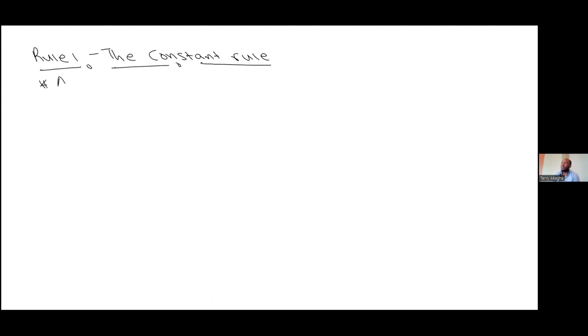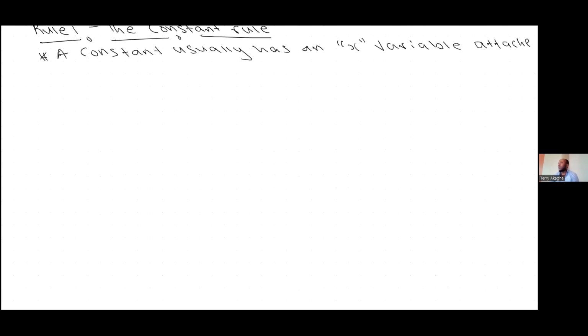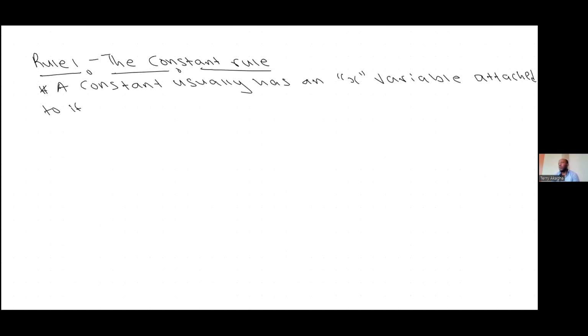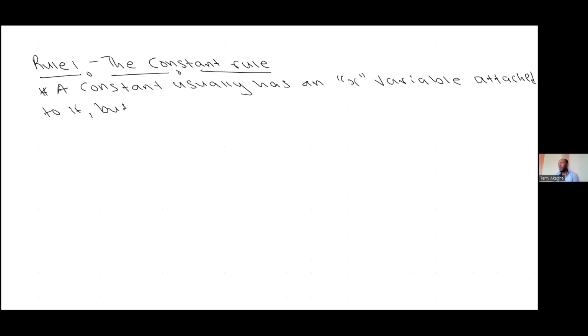So a constant usually has an x variable attached to it. Okay, so it always has an x variable attached to it. But the only difference here is that its power is raised to the power of 0.